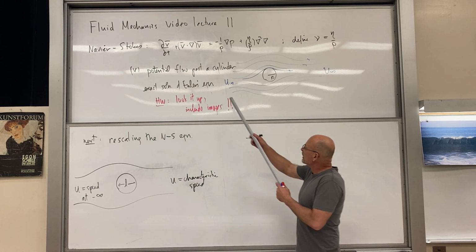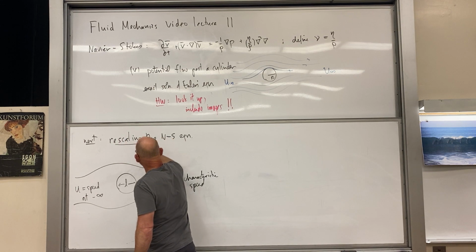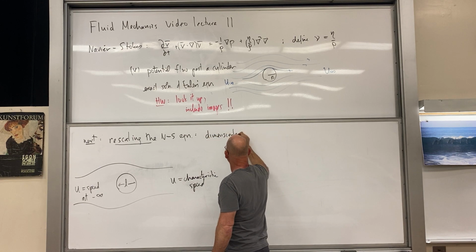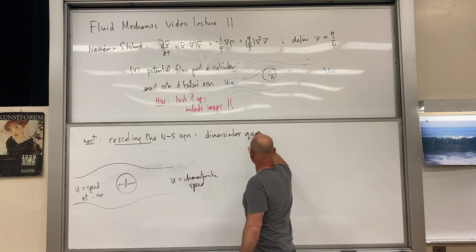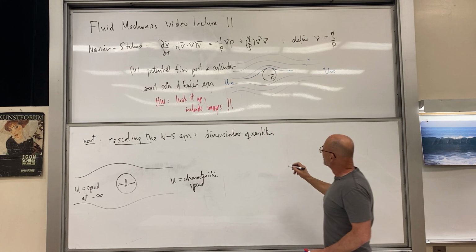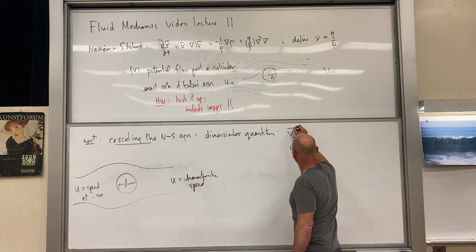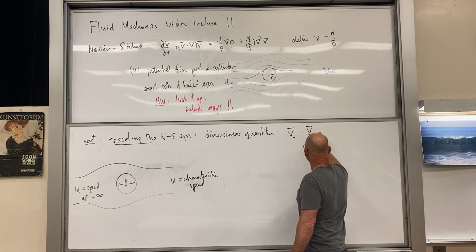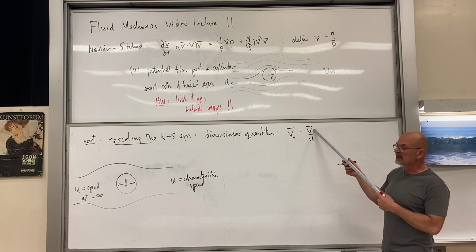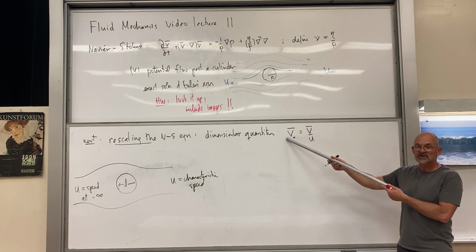Okay, so when we say rescaling, we want to have dimensionless quantities. So what we do is introduce V star equal to V divided by U. This is the characteristic speed, and this is the actual velocity field. So you divide V by that speed, and you have a dimensionless quantity here.